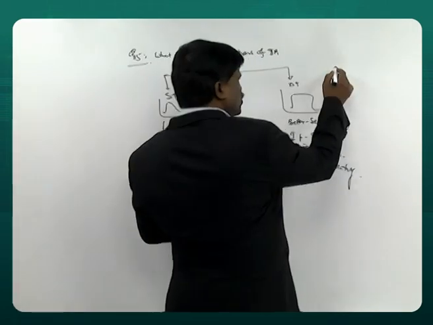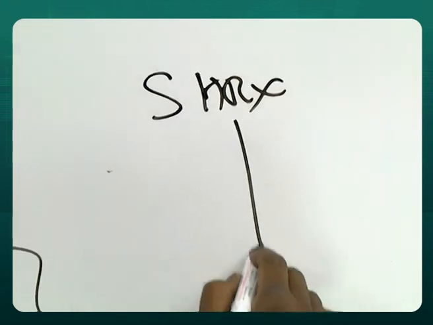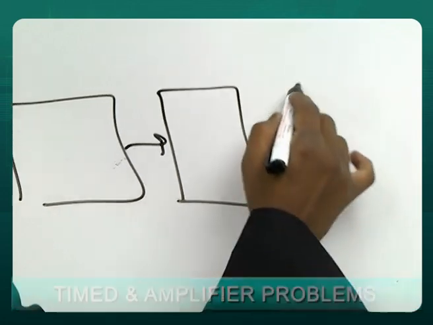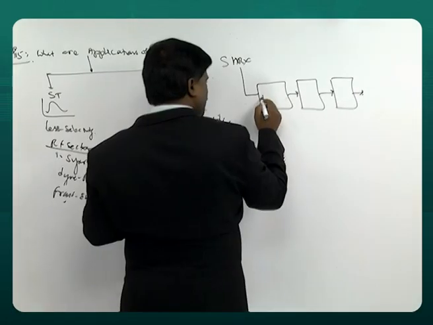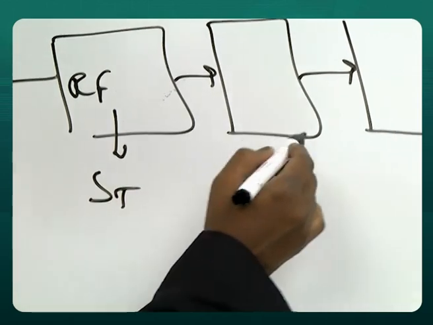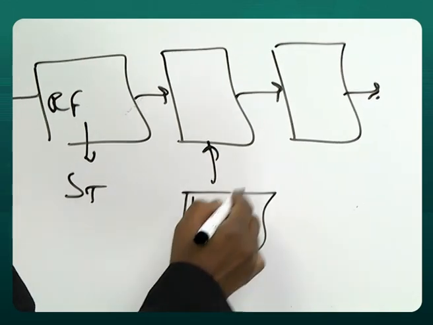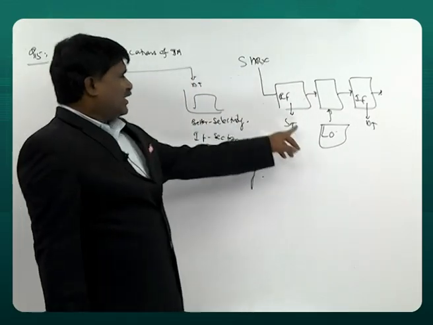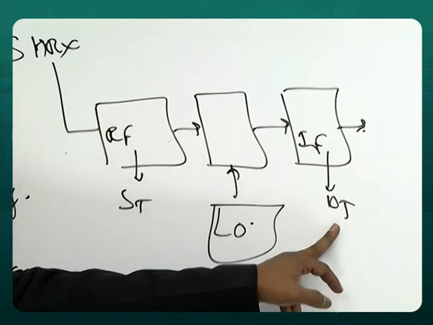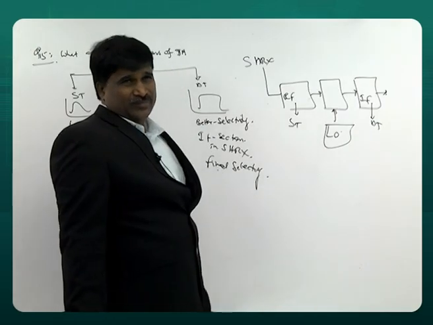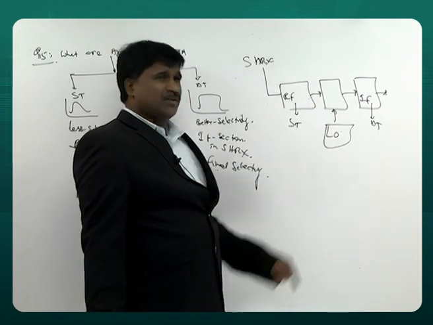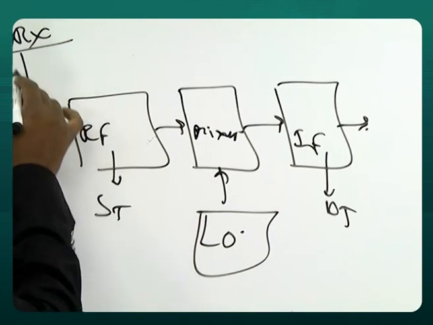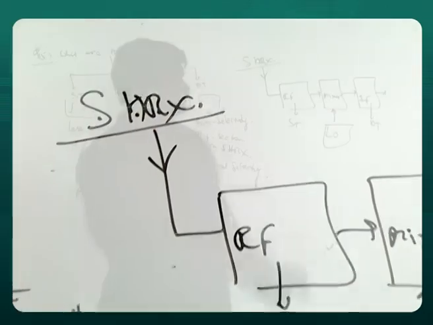For you to understand the super heterodyne receiver, I'll tell you two things. This is called the RF section, mixer, IF, and so on. This is single tune, local oscillator, IF, double tune. So front end selection by single tune, final selection by double tune. Radio frequency, intermediate frequency, local oscillator, mixer. This is called the super heterodyne receiver.